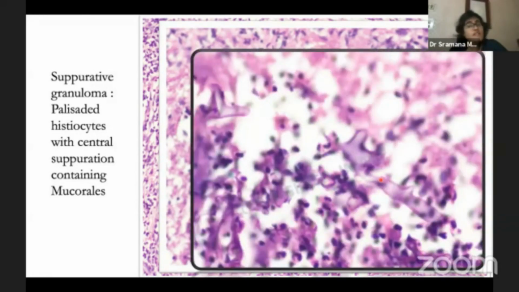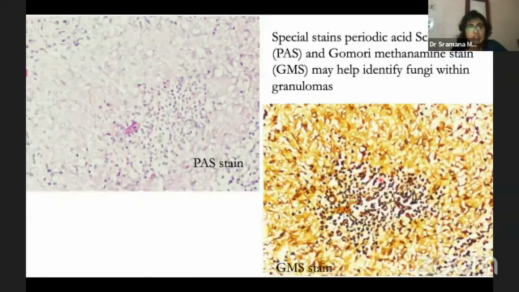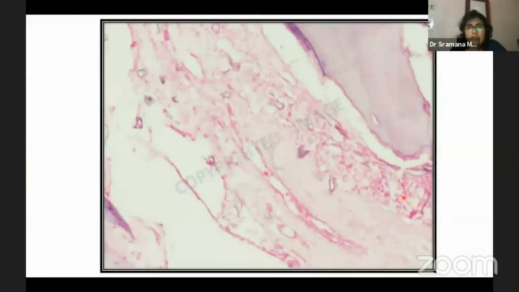But if it had been Aspergillus, it would not have been that easy, or if the fungal load had been lesser, it would not have been easy. So in that case, get a PAS stain and also a GMS stain, so that highlights the fungal hyphae.